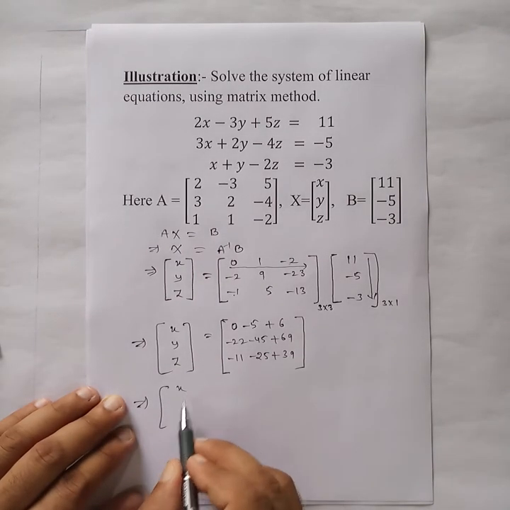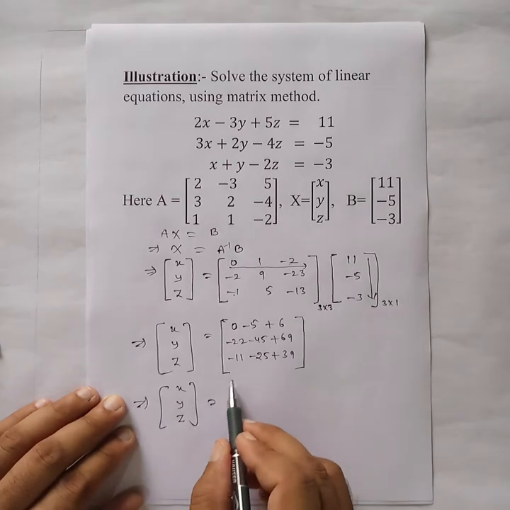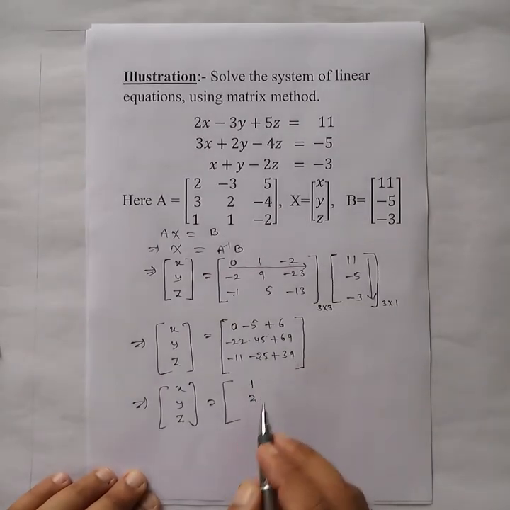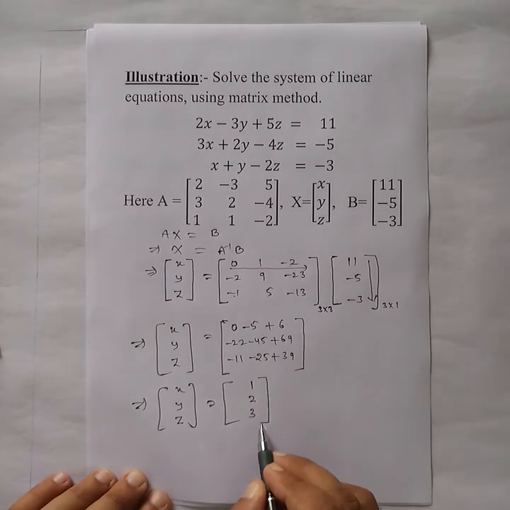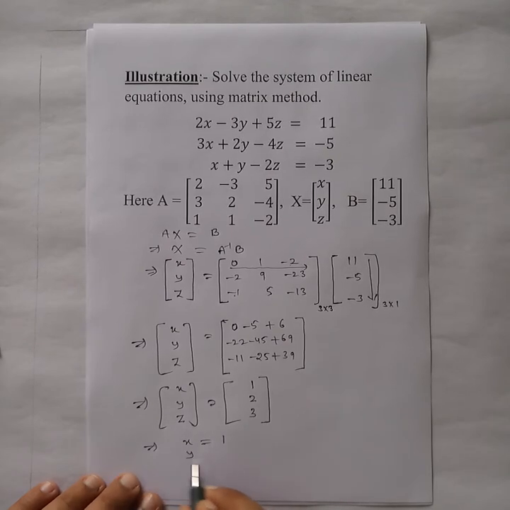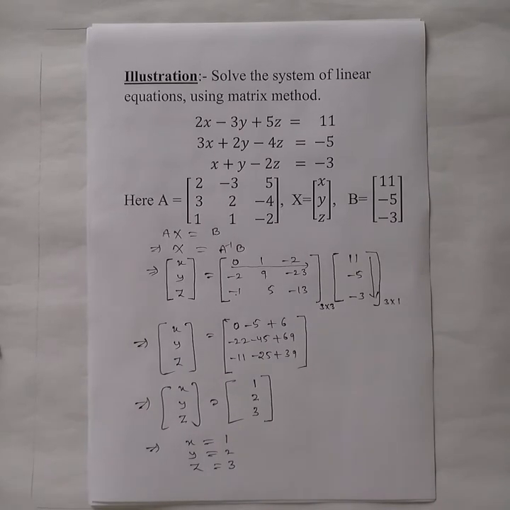So we simplify these two matrices and we get 1, 2 and 3. So equating the corresponding terms, we get our answer: x equal to 1, y equal to 2, and z equal to 3. This is our solution, and this solution is unique. We can't get another set of values for x, y and z. I hope this method will be clear to you now. If you have any doubt, please rewind the video.